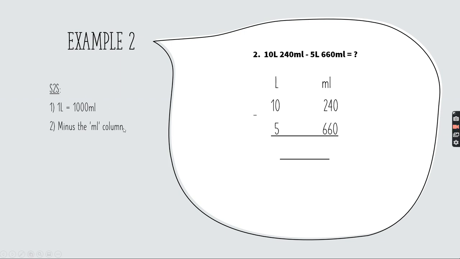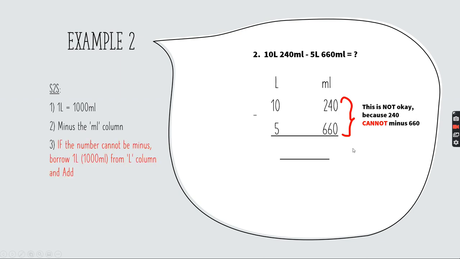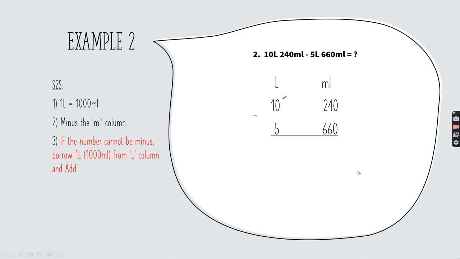Step 2, minus the ml column. So we're going to focus on the milliliters column over here. So 240 minus 660. Can we minus 240 minus 660? No, we cannot. So this is not okay. Small number minus big number. For now, we cannot do that. So what happens now? Step 3. If the number cannot be minus, we need to borrow 1 liter, which is 1000 milliliters, from the L column and add.